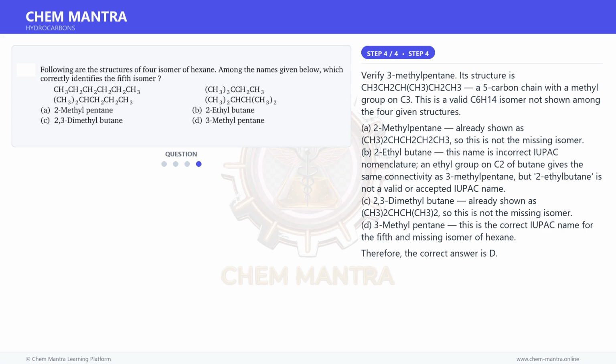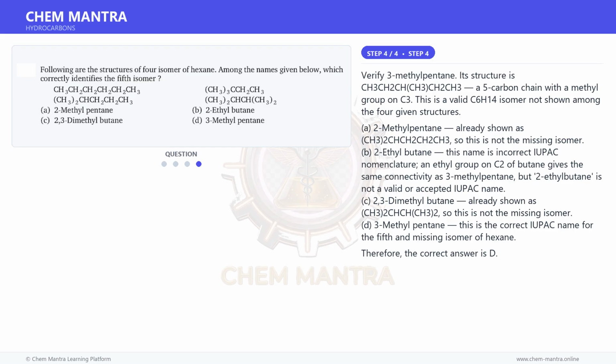And for the final step, verify 3-methylpentane. Its structure is CH3CH2CH(CH3)CH2CH3, a 5-carbon chain with a methyl group on C3. This is a valid C6H14 isomer not shown among the 4 given structures.